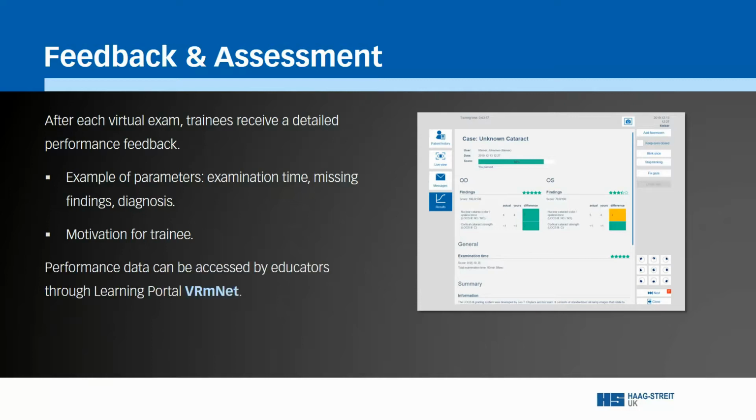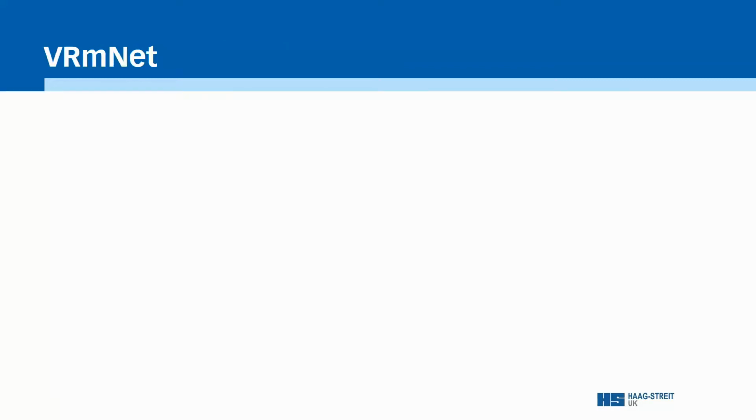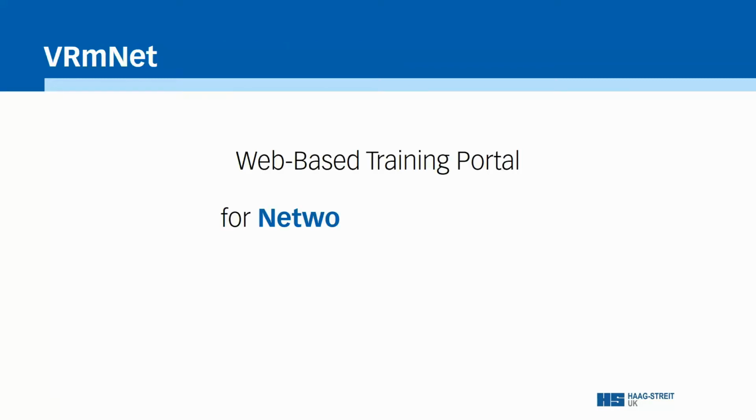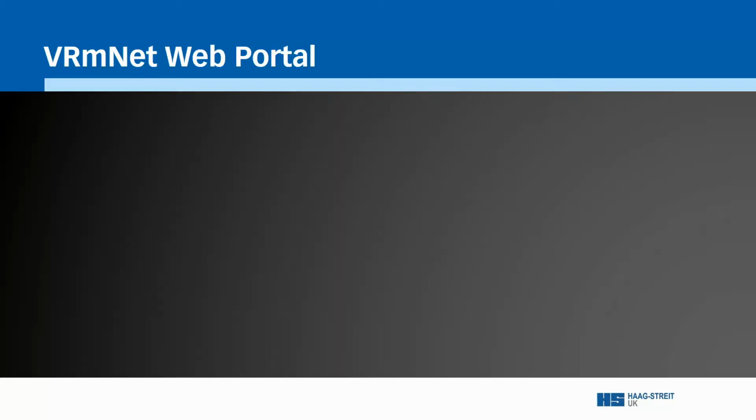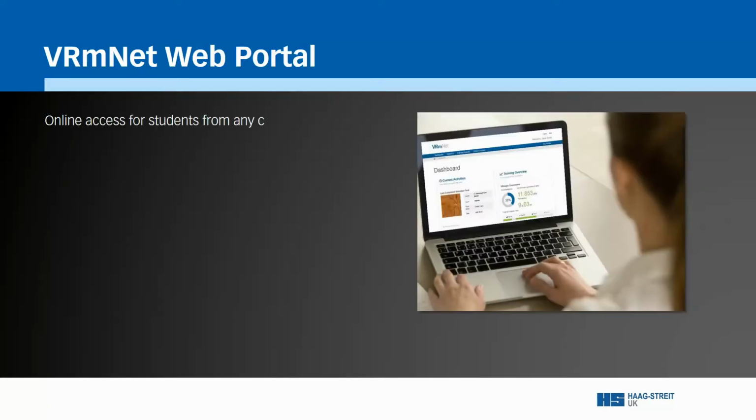All training data is stored in the simulator's database, and using VRMNet, both trainees and educators can access an individual's training status for further review or discussion. VRMNet is a web-based training portal that can be used to network and link multiple simulators. The VRMNet service can be accessed from any computer or mobile device.